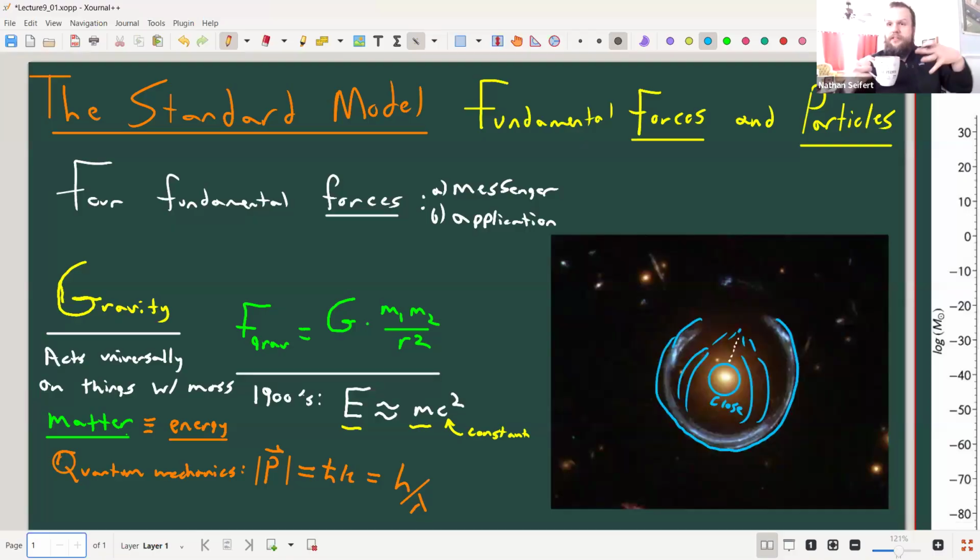We interpret that as space and time bending. It's a curved surface that light is traveling on, and we look straight in line, so it looks bent. But that also means that gravity affects light because matter and energy are the same thing. Okay, so gravity is very interesting.